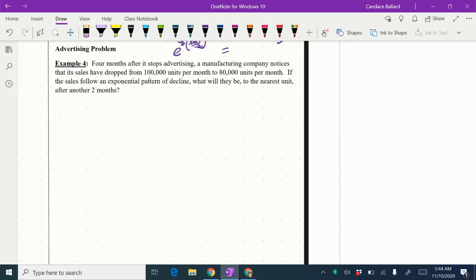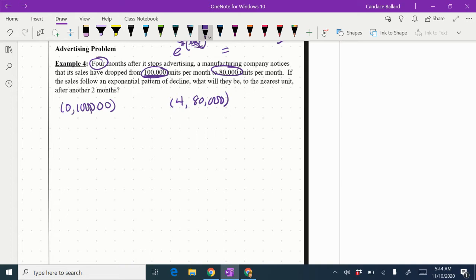So the first thing I need to do is find my initial condition. I'm noticing that they talk about a starting point of 100,000, so we're going to use 100,000 as an initial condition. I also recognize another point. At the end of the 4 months, we had 80,000. So my X value would be 4 and my other value would be 80,000.